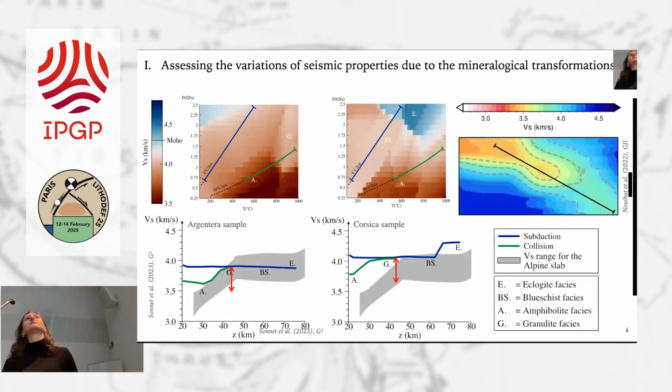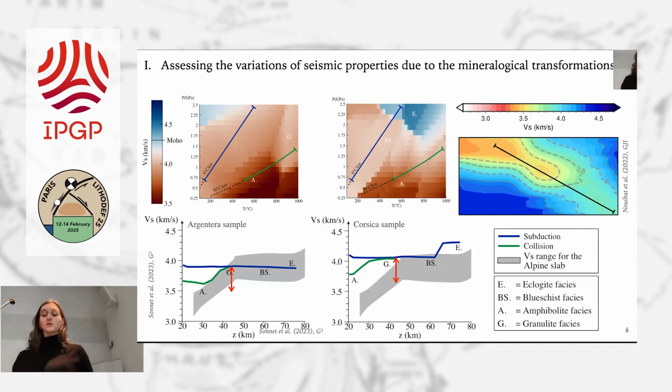represented by the gray outline here, which is the velocity along this segment in the zoom of the tomographic model. And first, the amphibolite-granulite facies generates a velocity of the same order as that shown by the tomography, so at least 4 kilometers per second, while the eclogitization generates velocity above 4 kilometers per second.